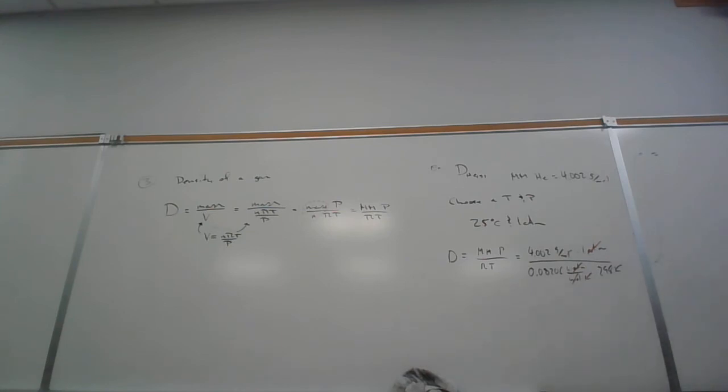And so, calculate the density of helium at these conditions. This is going to be 4.002 divided by 0.08206 divided by 298. 0.1636. A lot of sig figs, so 0.164 grams per liter.